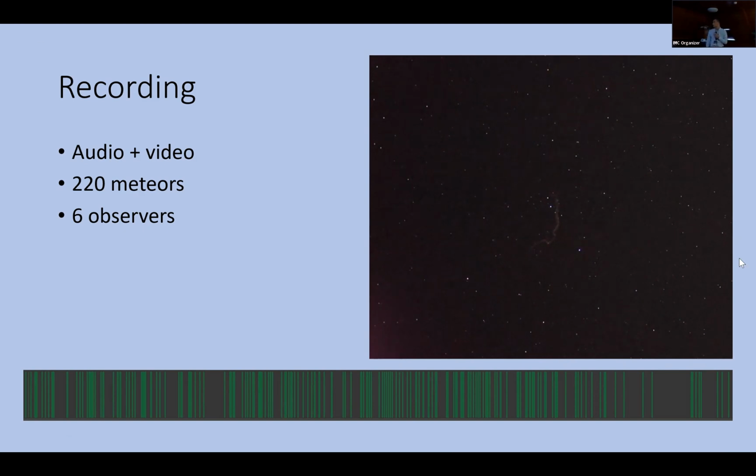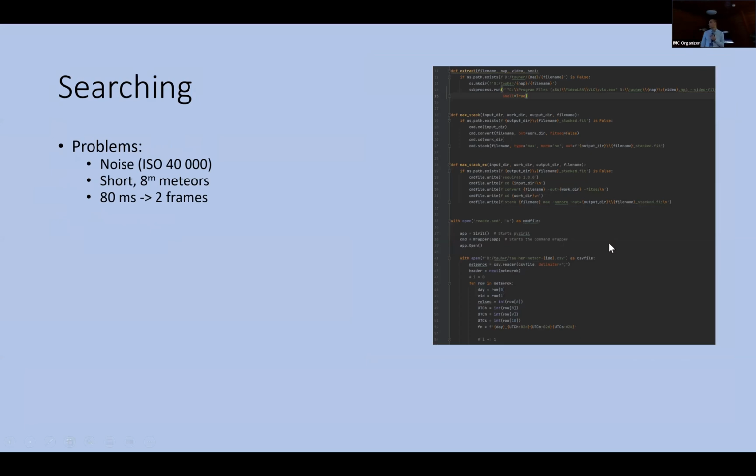In the first of May. Please click back into the presentation so it's active. Thank you. So then we had to search through the files. We had around 3.5 hours per night, and we had several problems. With the Sony Alpha 7, we got an ISO of 40,000, which generates a lot of noise.